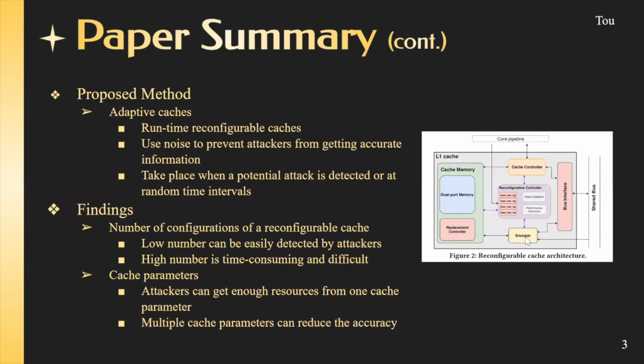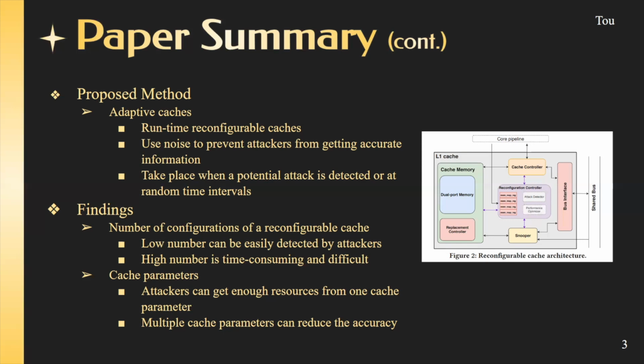So the proposed method is the adaptive caches, also called runtime reconfigurable caches. It uses noise to prevent attackers from getting accurate information, and it happens when a potential attack is detected or at random time intervals. Some of the findings we found are its effectiveness by the number of configurations. What this means is that a cache with a small number of configurations can be easily worked around by the attacker, so a higher number of configurations can make it more difficult and time-consuming.